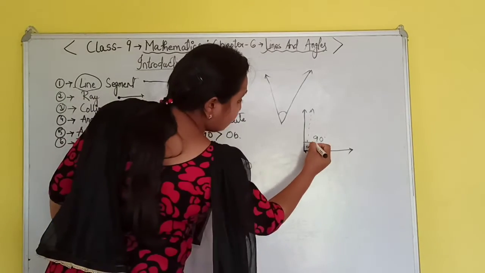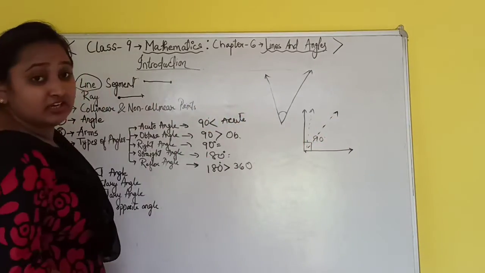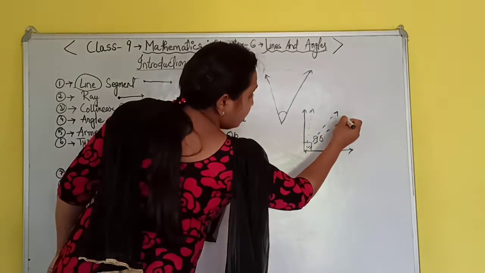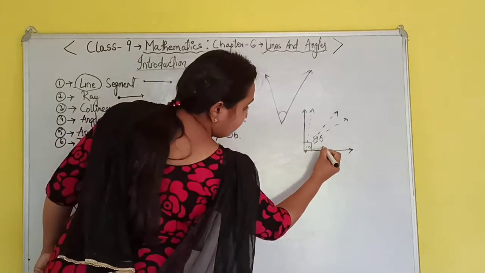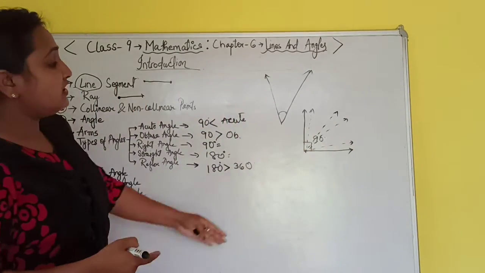Again, you can draw one more angle. It will be 62, 65 degree. Again, if you reduce it, it will be 45 degree. Again, if I draw here, it will be 10 to 15 degree. So these all are acute angles.